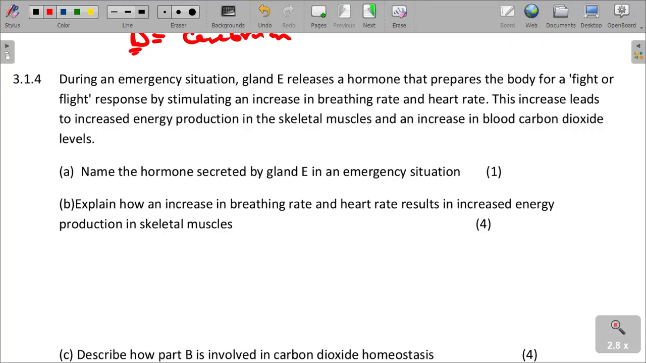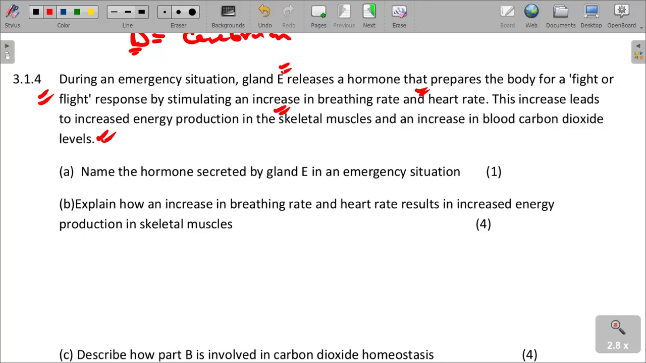Then imagine during an emergency situation, gland E releases a hormone that prepares the body for the fight and flight response by stimulating an increase in breathing and heart rate. This increase leads to increased energy production in the skeletal muscles, which must have energy in order for the body not to shut down. So there is an increase in blood carbon dioxide levels, which also has to be released.